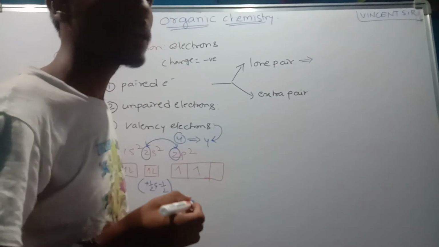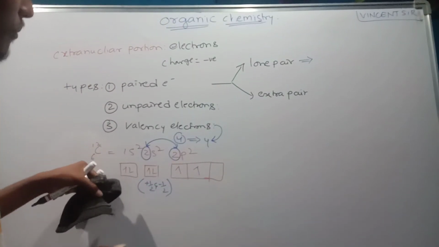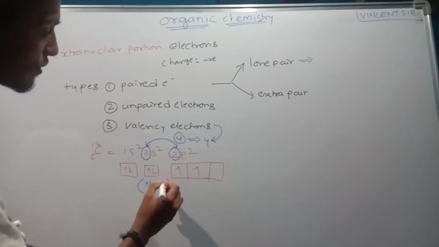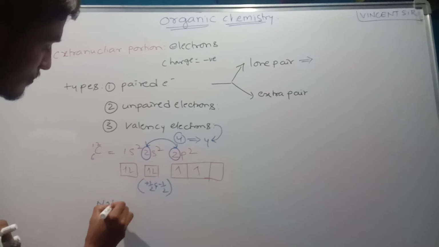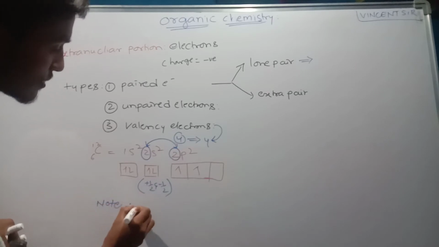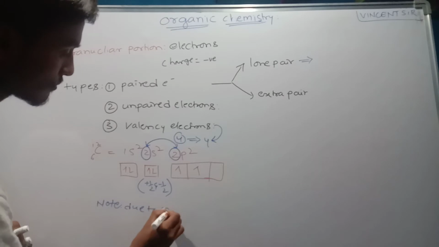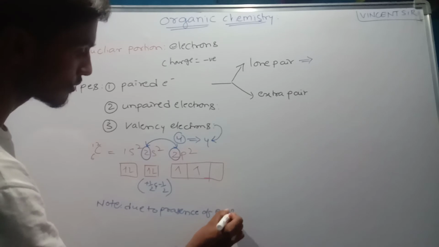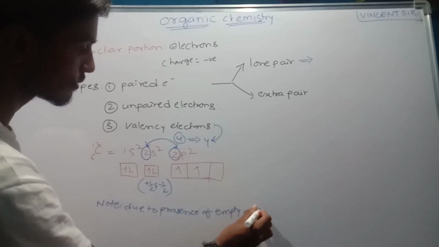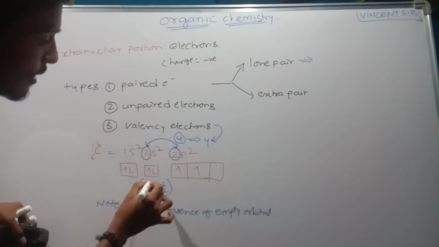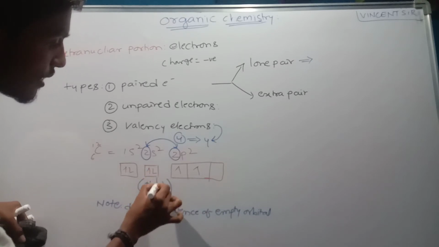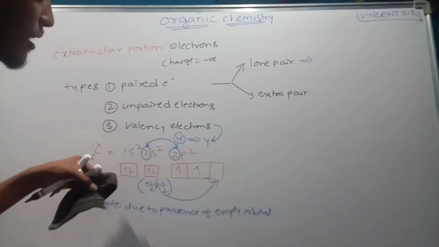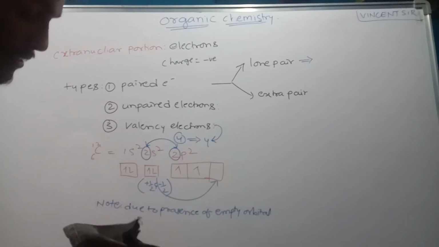And what does lone pair mean? In carbon you don't see a lone pair, because due to the presence of an empty orbital, the 2s electron entered into it. That's why you do not see any lone pairs in carbon, but you can see a lone pair of electrons in nitrogen.